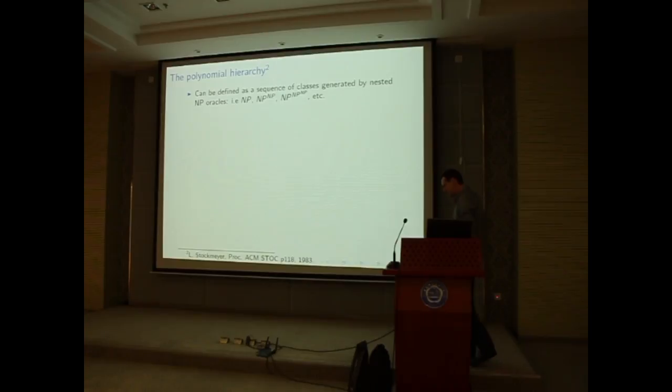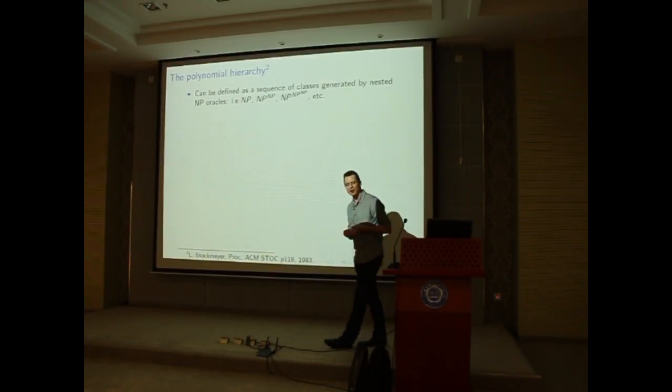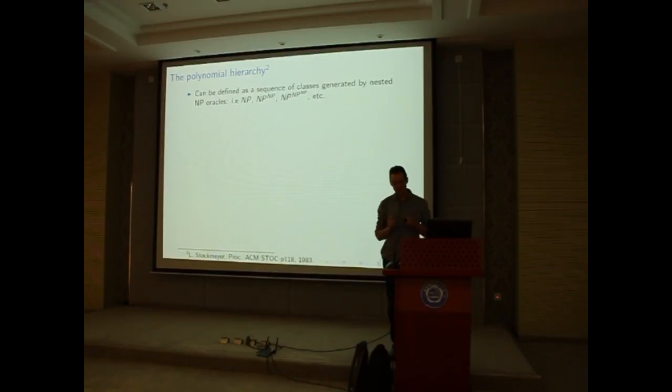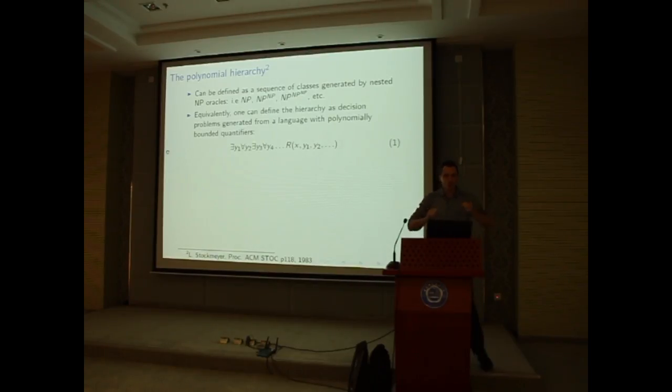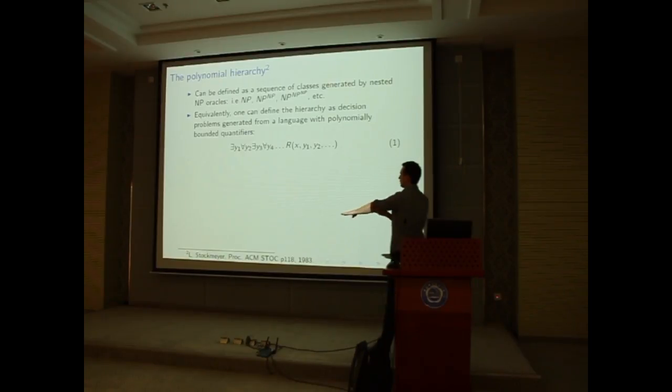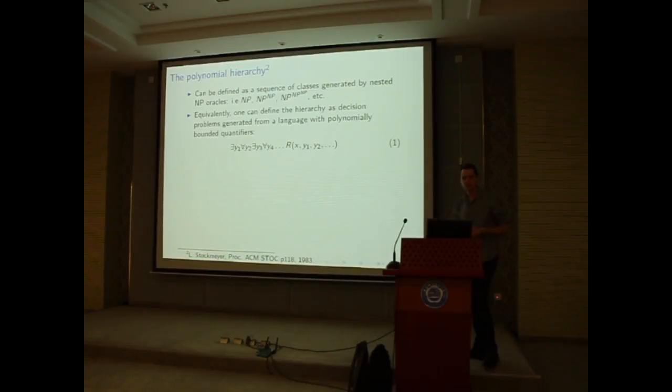So the first thing people usually see about this polynomial hierarchy is this thing about oracles. So you have these oracles which produce the outputs to these problems in one step, and then they talk about NP oracles and then oracles that access oracles, and so on. But there's a totally equivalent way. In fact, the original way that it was written, by Stockmeyer, was with bounded quantifiers.